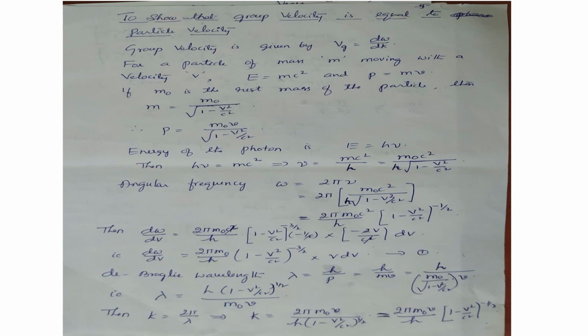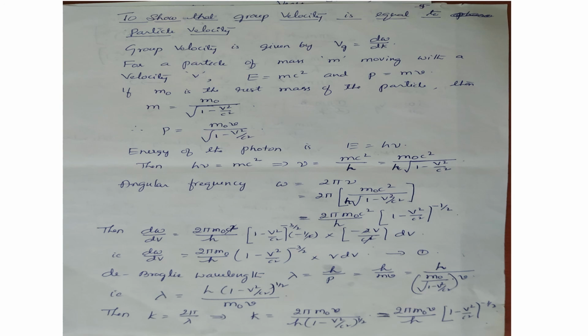Now let us consider the expression for lambda. Lambda is h by p. P is mv, so h by mv. M is m0 by root 1 minus v square by c square. So lambda is h by m0 v, and that root 1 minus v square by c square goes to the numerator and becomes (1 minus v square by c square) to the power half. Since it was minus half in the denominator, it goes to the numerator and becomes plus half. So lambda is h into (1 minus v square by c square) to the power half by m0 v.